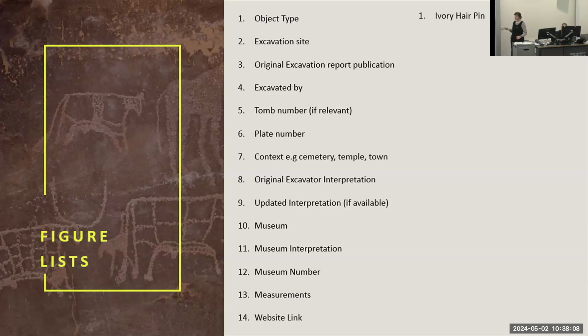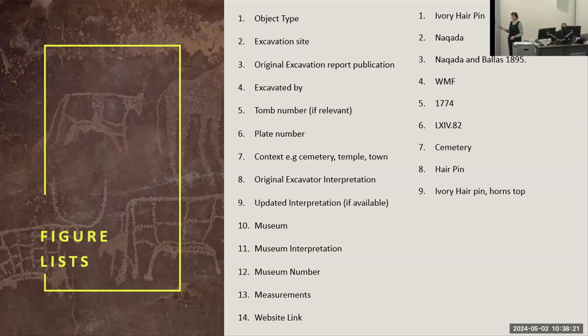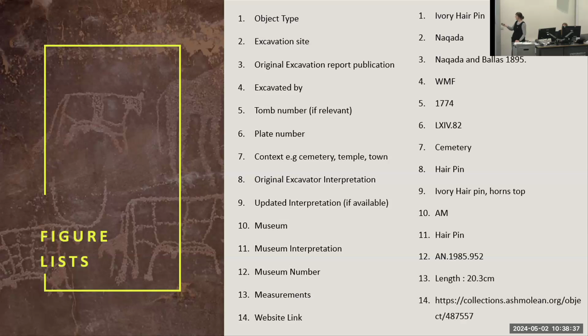So we've got an ivory hairpin from Nakada. That's where it first comes up. It's excavated by Petrie. It's from this tomb. It's on that plate. It's in a cemetery. The original said it was a hairpin. But interestingly, they've said it's got horns on top. Petrie didn't say that. Wonder why. I'll come back to that. It's in the Ashmolean. The museum gets rid of the horns bit, just as it's a hairpin. That's its museum number, its measurements, and the link if you're interested.